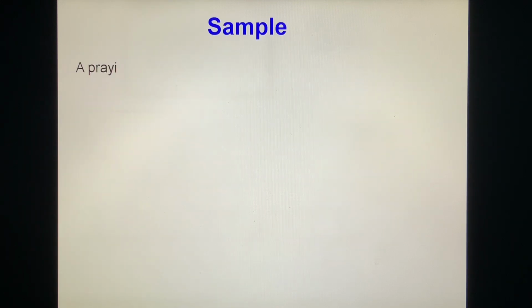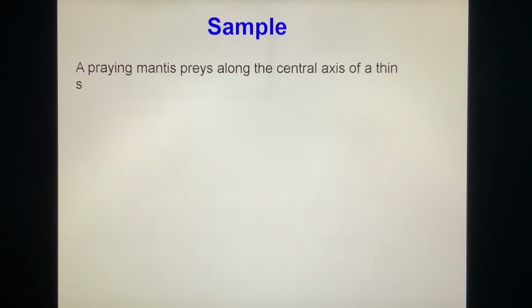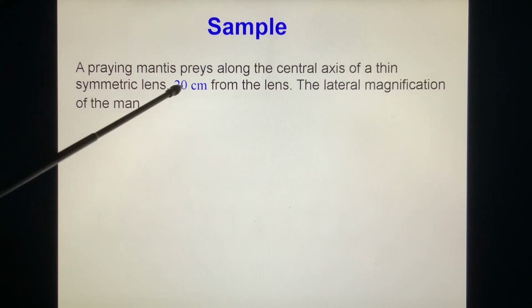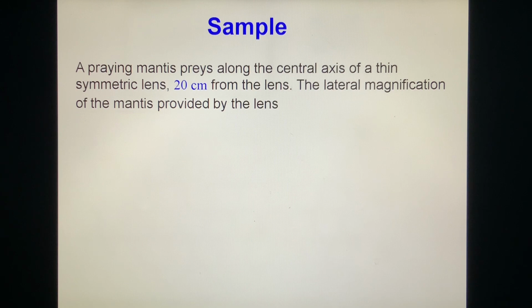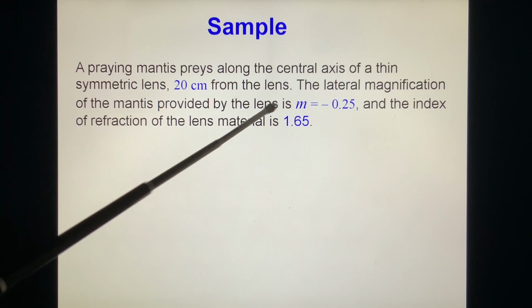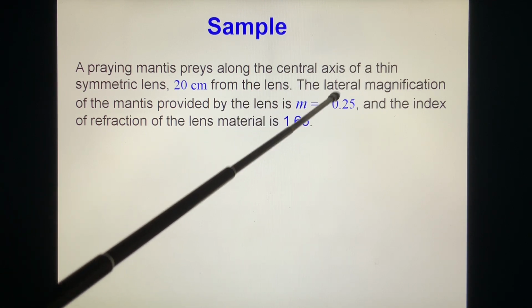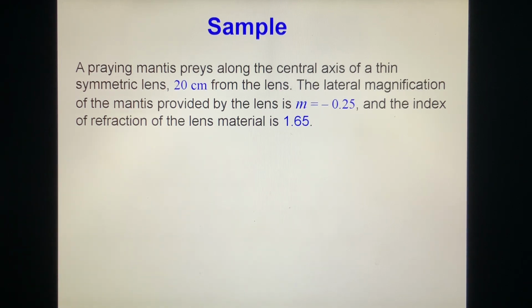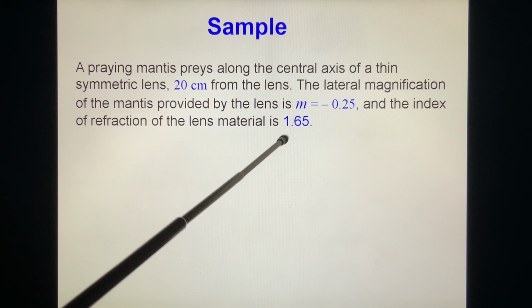Sample. A praying mantis prays along the central axis of a thin symmetric lens, 20 centimeters from the lens. The lateral magnification of the mantis provided by the lens is M equal to minus 0.25, and the index of refraction of the lens material is 1.65.